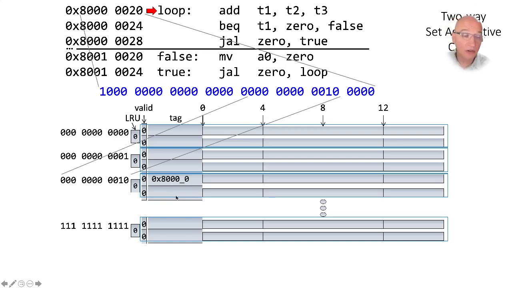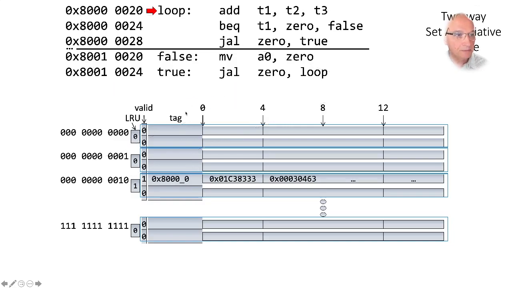I'm going to fetch from the lower level, and now I'm going to store that block into the way 0 of the set, and I'm going to annotate with the tag 0x8000_0. I execute the add instruction, I follow to the branch equal instruction, which is going to be a hit because it already came when I brought the 4 words for the previous fetch.